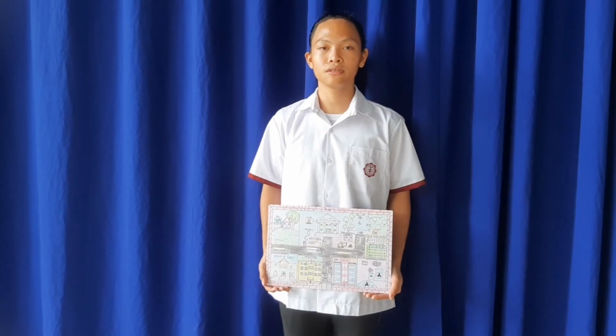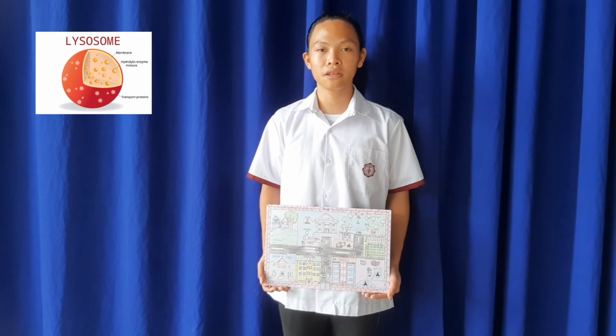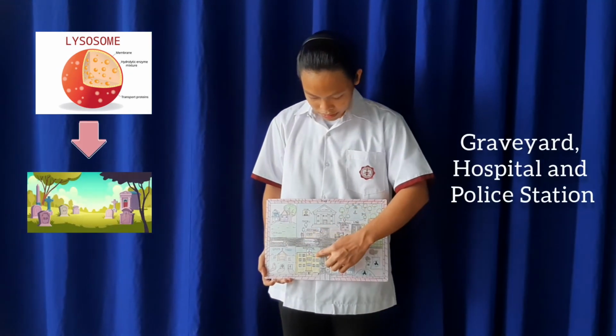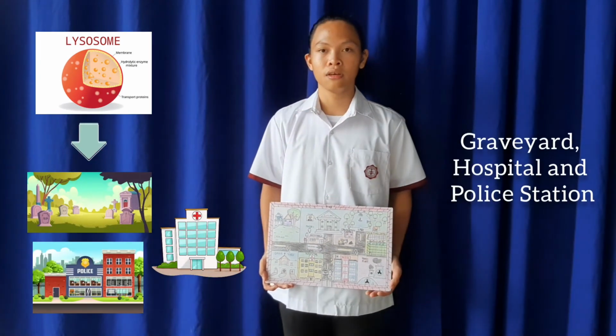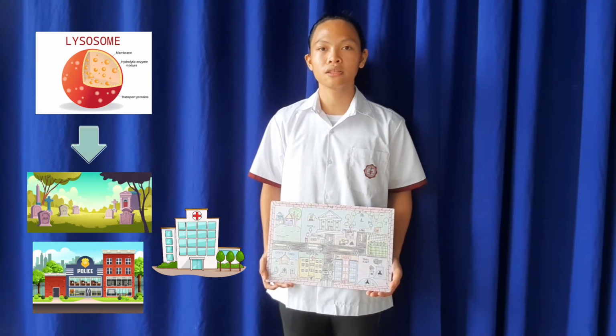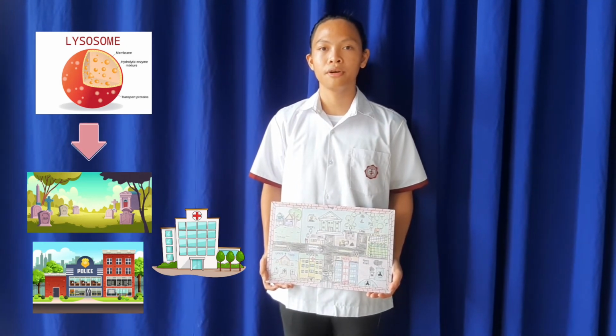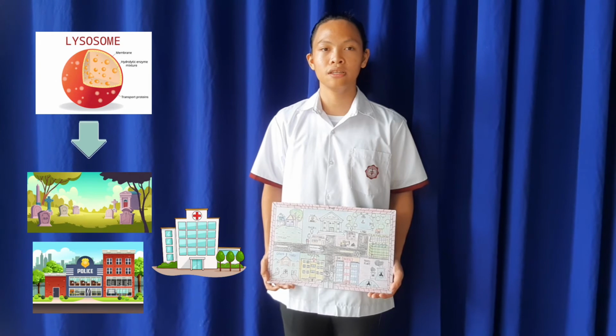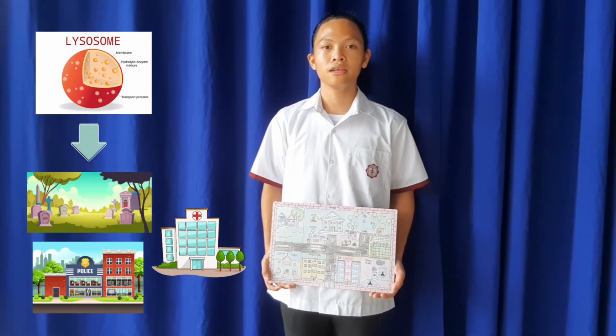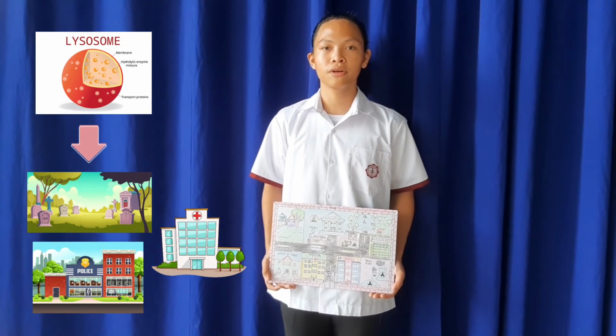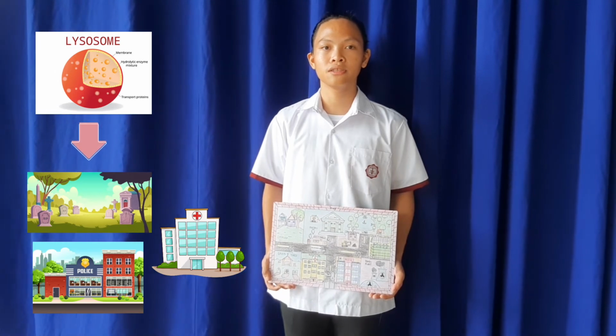Next up is the lysosome. The lysosome is represented by the graveyard, hospital, and police station because they are the ones who hunt down bad people, bury people, and kill people inside the city. Like the lysosome, it is responsible for killing foreign substances and digesting waste inside the cell.